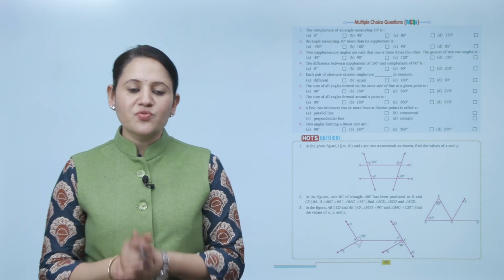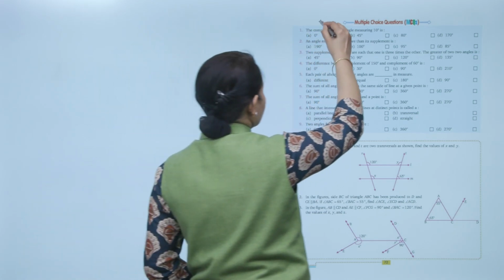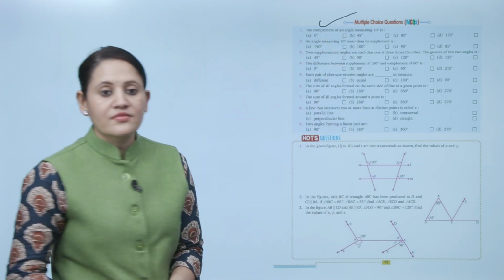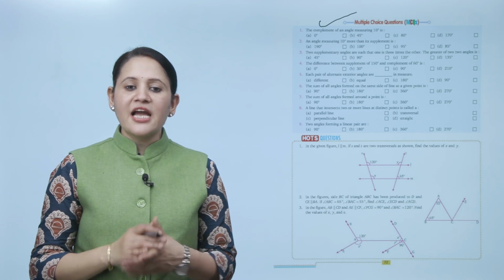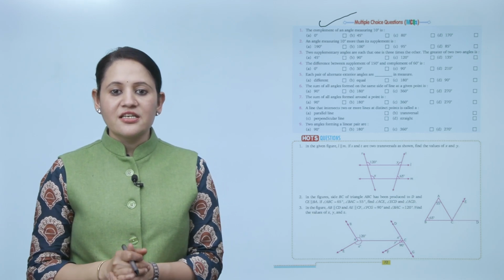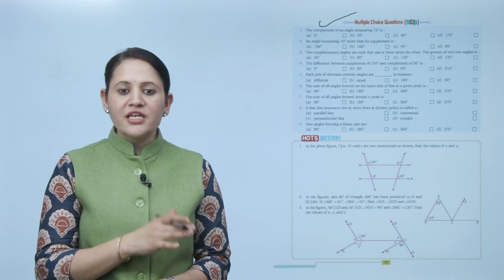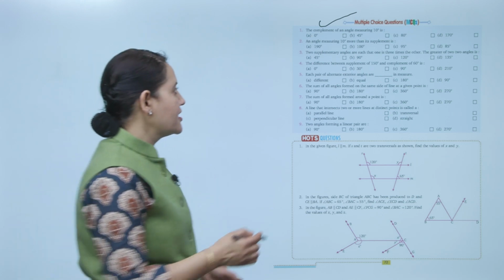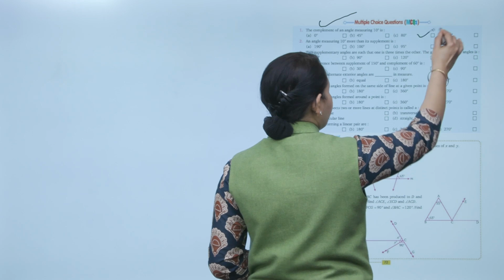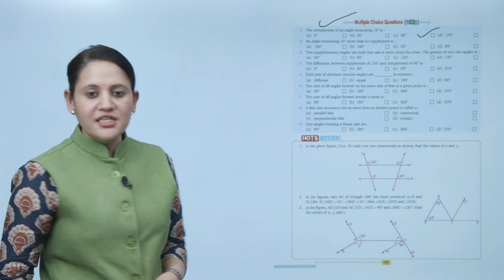Next is multiple choice questions. The complementary angle of measure 10 degree is, so as we know, the sum of complementary angles is 90, one is 10 degree, so the other one is 80 degree. So the complement of 10 degree will be option C, 80 degree.